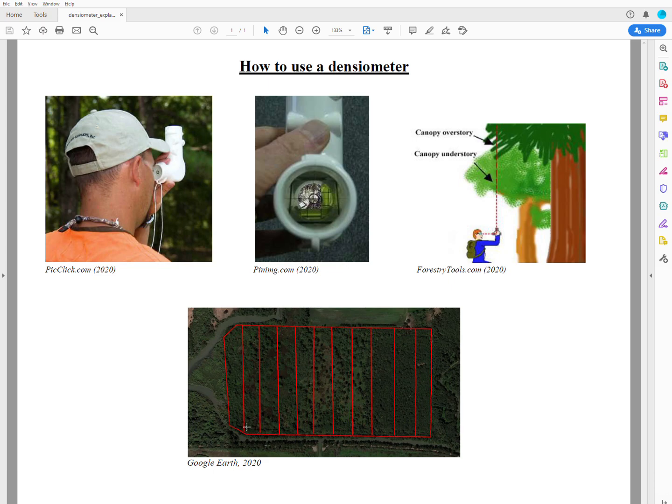Say it's Valley Oak, walk 2 paces, Valley Oak again, 2 paces, Sycamore, 2 paces, open, 2 paces, Valley Oak. You get the idea. Move through your site. That's how a densiometer works, and make sure that you integrate this into the context of sampling in general. If you need clarification or if you want more examples from your TA, feel free to ask.